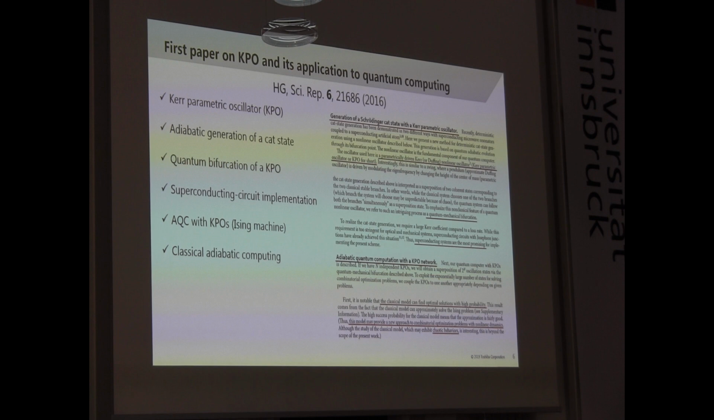Okay. So in this paper, I wrote many things. First, I introduced the concept of the KPO, and I theoretically proposed the adiabatic generation of a cat state using a KPO, and I explained this by quantum bifurcation of the KPO. And I also suggested the superconducting circuit implementation of a KPO. And I also proposed adiabatic quantum computation using KPOs. This is a new kind of quantum annealing machine. And finally, I also suggested classical adiabatic computing using classical KPOs. This recently led to our new classical machine called simulated bifurcation machine.